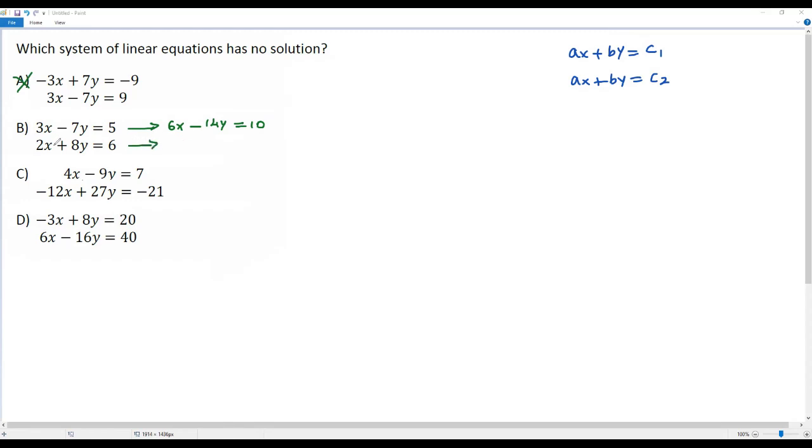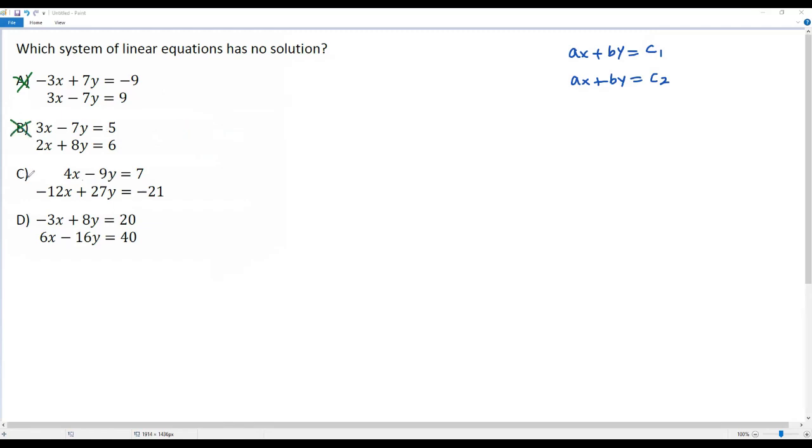Okay, now let me multiply each term of the second equation by 3 to get the same 6x. That is 3 times 2x is 6x, and 3 times a positive 8y is a positive 24y, and 3 times 6 is 18. Okay, here I got the same coefficient of x, but I don't have the same coefficient of y. So the system in answer choice B does not meet what we have discussed over here. So we can reject answer choice B. Okay, let me reject this one.